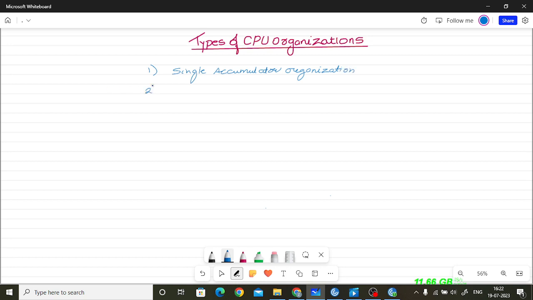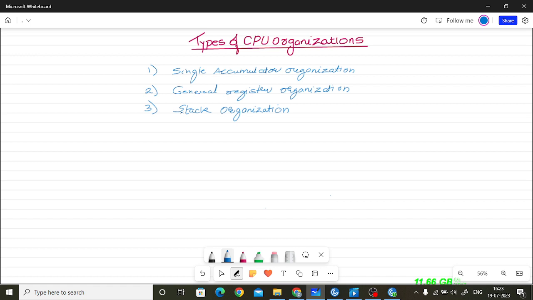The second type is general register organization, and the third type is stack organization. These are the basic types of CPU organizations, and they are capable of executing different types of instructions.